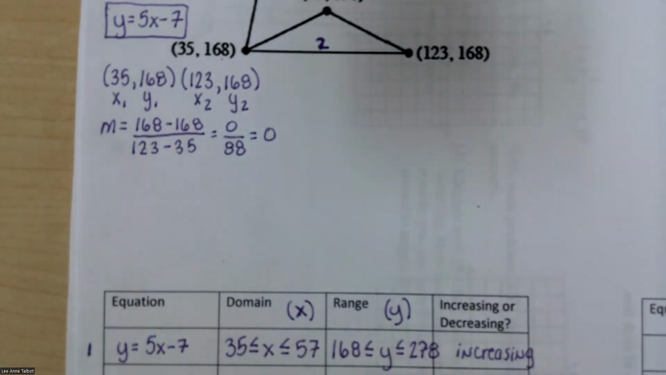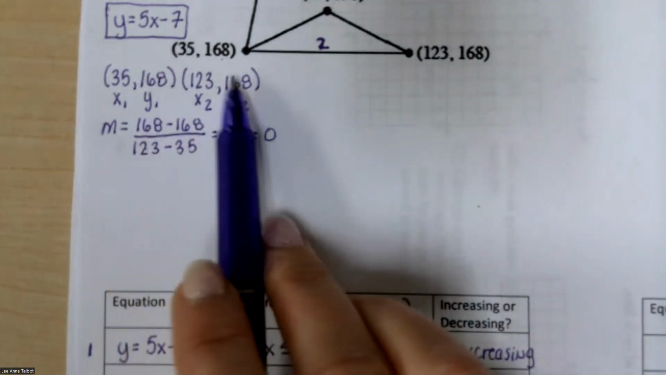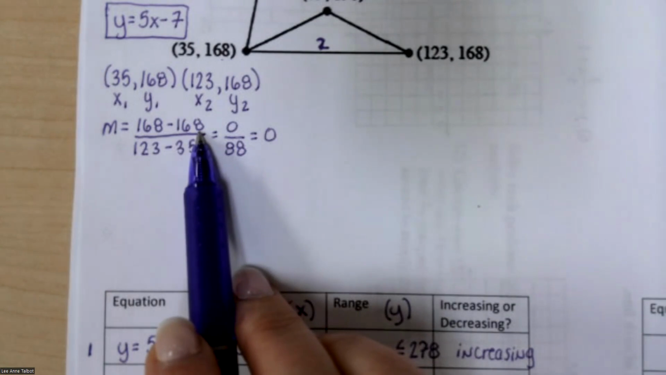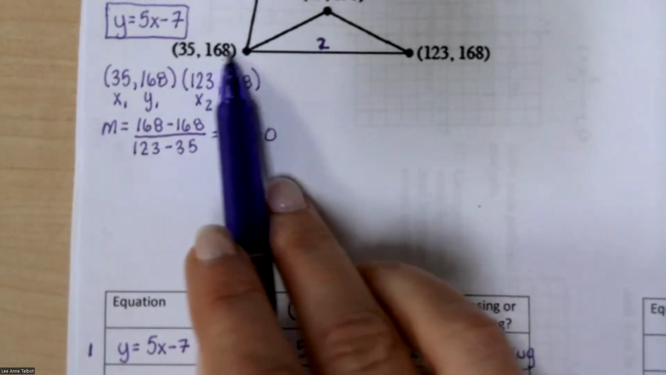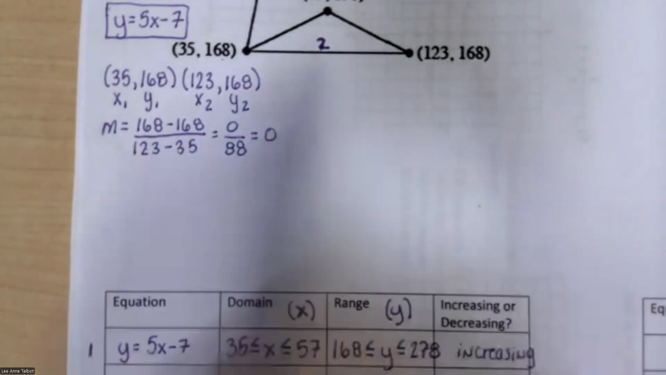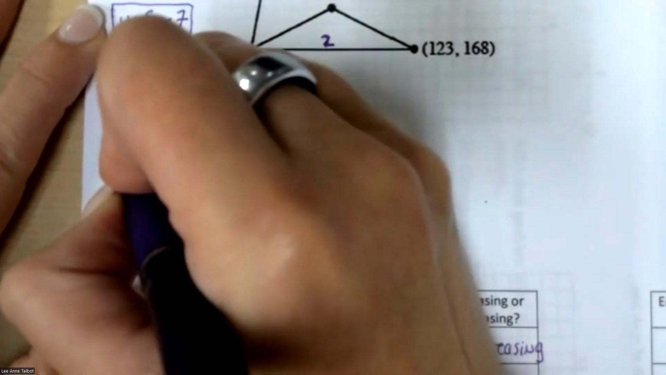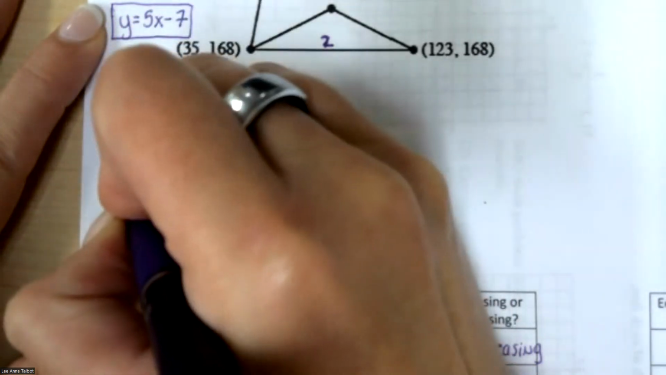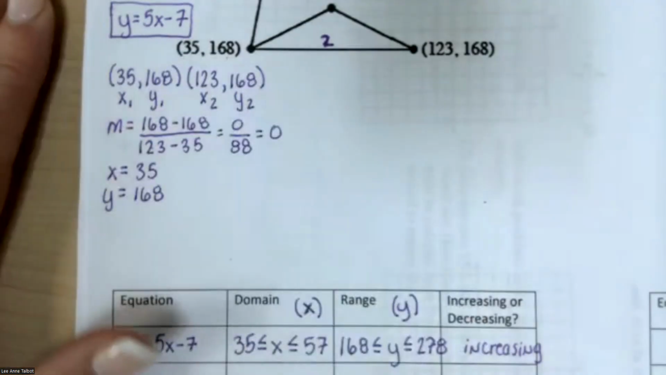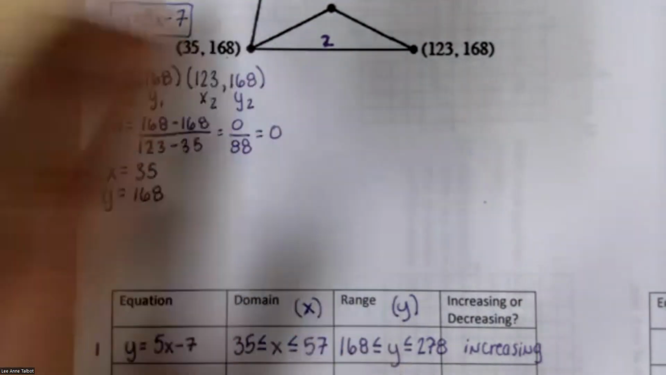Yep. Okay, so if you notice the top two equal the same thing, so it's going to be 0 no matter what, or you notice that the line is flat horizontal, so that has a 0 slope, you can skip all that step, which is great. Okay, now we're going to say x is 35, y is 168. It doesn't matter. You can choose this one if you want.